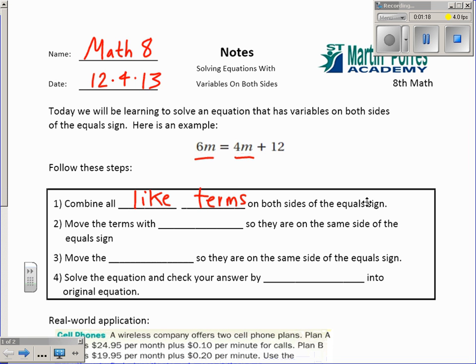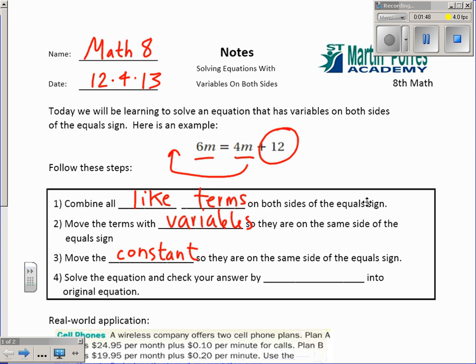Then we move the terms with variables so that they're all on the same side of the equal sign. So for example, we're going to take this 4m and we're going to move it over to the left side of the equation. And then if we have to, we move all of the constants. If you remember, a constant is just a number without a variable. For example, this plus 12, that's a constant. If you had another constant on the other side, you'd have to combine them onto one side.